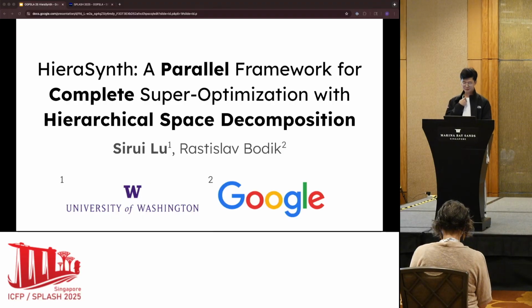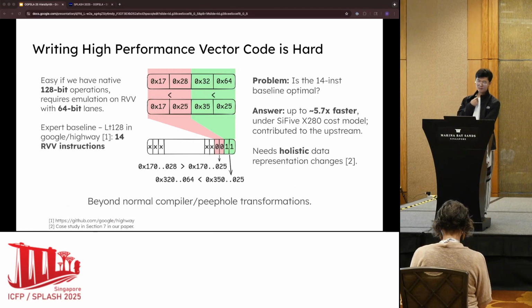Optimizing vector code by hand for performance can be extremely challenging and time-consuming. Consider a practical example from Google's Highway library. Suppose we want to compare 128-bit numbers packed in vectors. Ideally, we would use native 128-bit instructions. But since our hardware only supports 64-bit lanes, we must emulate these instructions. Currently, the expert-written implementation uses 14 RISC-V instructions. So the key question is: is it the best, or can we further optimize it?